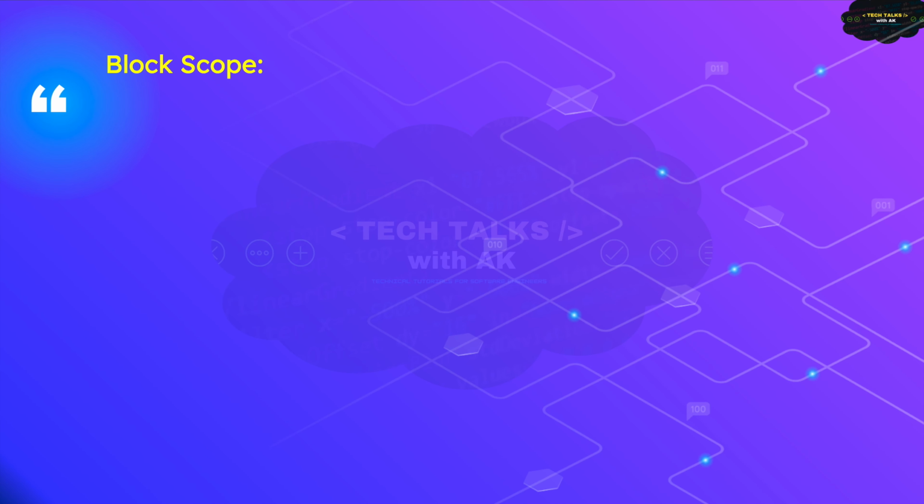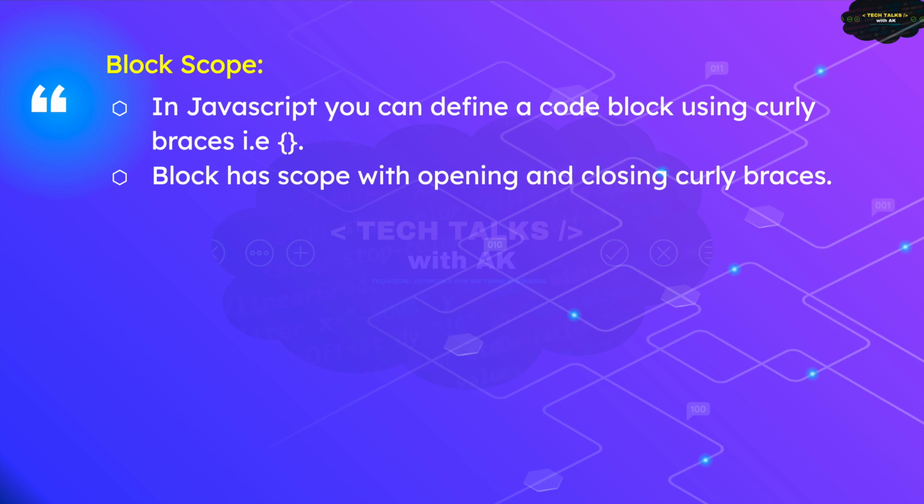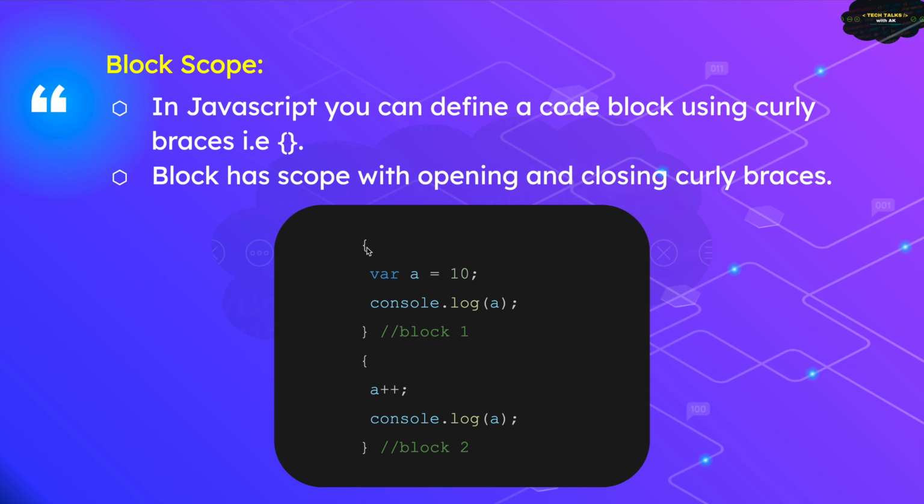Let's look at block scope. In JavaScript, you can define a code block using curly braces. Block scope has opening and closing curly braces. For example, the scope of the first opening and closing curly braces is this. So this is the scope of block 1 and this is the scope of block 2.